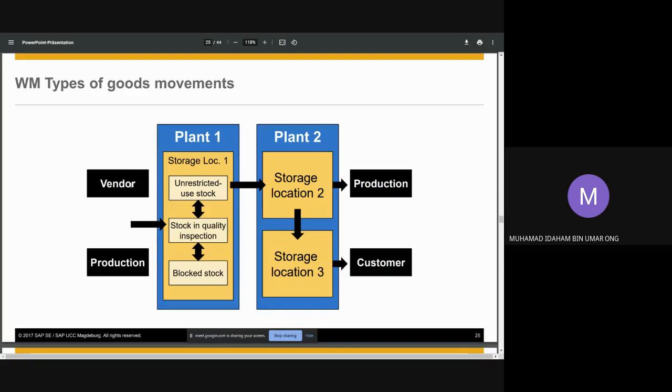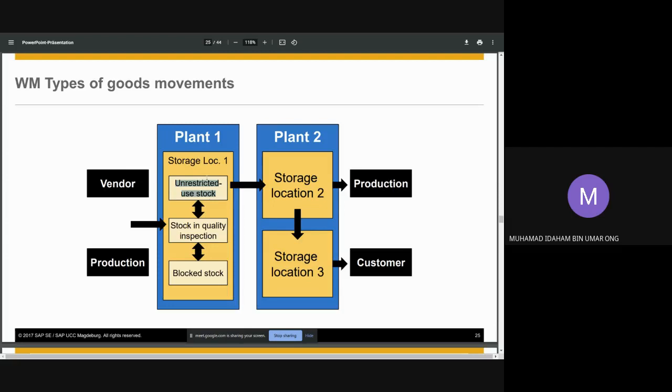What happens is that the books come in from the vendor and production and go to one warehouse, plant one, let's say UMP Gambang, in a storage location. UMP Gambang has basically two floors. Let's say the books that just arrived are put on the first floor at the back, at the loading bay, for quality inspection. After quality inspection, we notice the books are okay, so we put them under unrestricted use, which means we put those books on the shelf inside the library, whether on the first floor or the second floor.